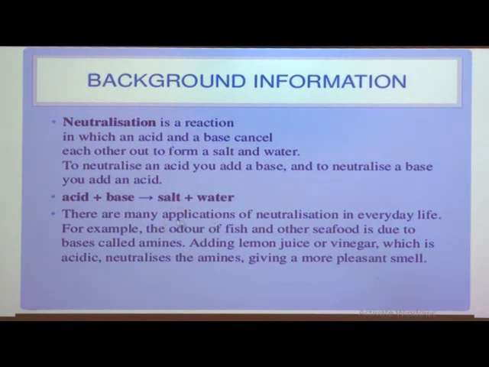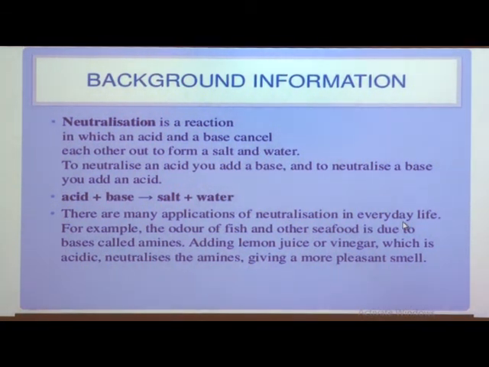There are many applications of neutralization in everyday life. For example, the odor of fish and seafood is due to bases called amines. Adding lemon juice or vinegar, which is acidic, neutralizes the amines, giving a more pleasant smell. Here the example is given: the odor of fish. Those students who are non-vegetarian know what type of smell fish or seafood has.